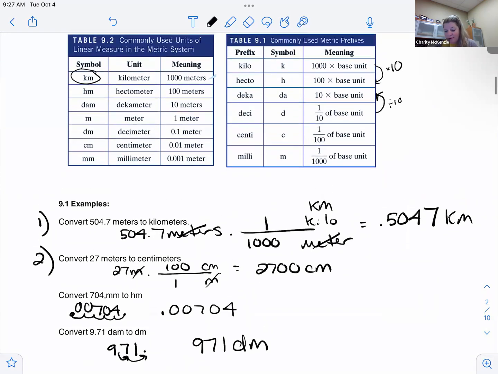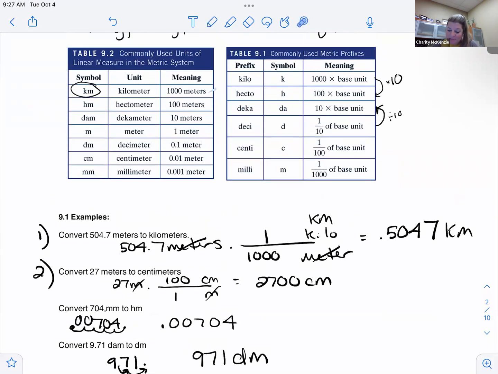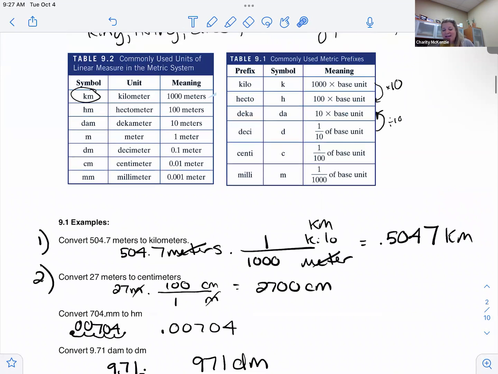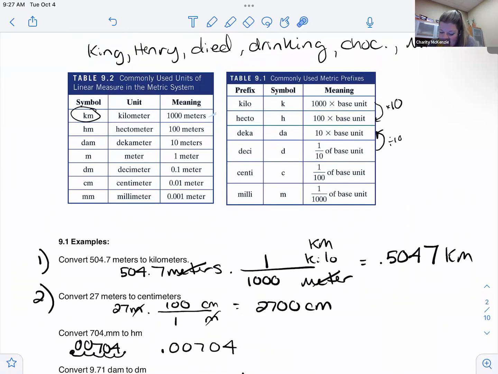So it's important to know how these prefixes go down so that you can know which one's which. That's why King Henry died drinking chocolate milk will help you know kilo, hecto, deca, deci, centi, like a centimeter, and milli.